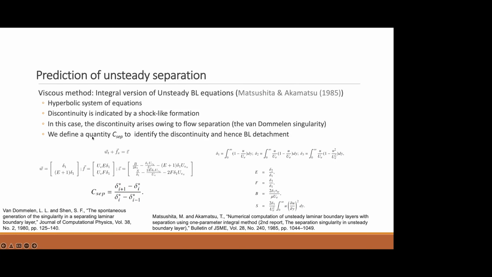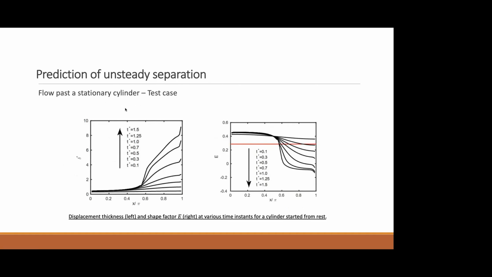So what we do is we define a quantity called C separation to identify the discontinuity and hence the boundary layer detachment. This is basically a way of predicting flow separation from any random location on the airfoil or the wing surface. I'll just show a demonstration of this. Here we are looking at a very simple test case, the flow past a stationary cylinder.